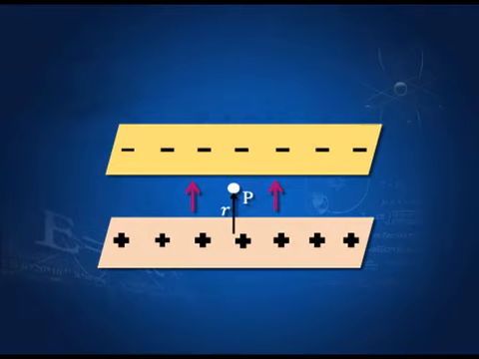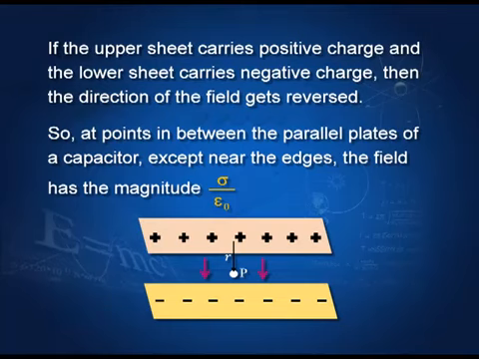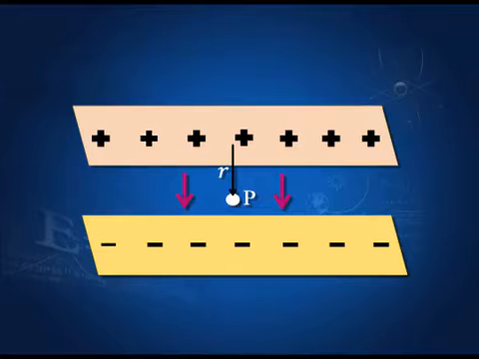This is away from the sheet for positive charge, and towards the sheet for negative charge. So, inside, the electric field is all in the same direction, and the vector sum is just the addition. The same thing happens if the upper sheet is positive and the lower sheet is negative, it does not matter. The field has a magnitude sigma by epsilon 0 inside these two sheets.